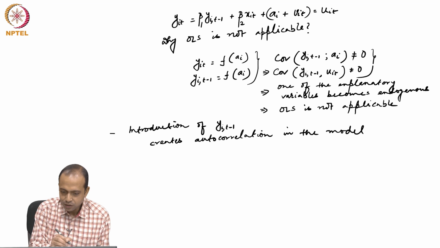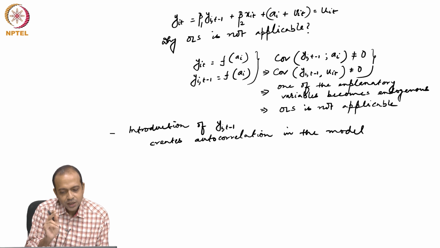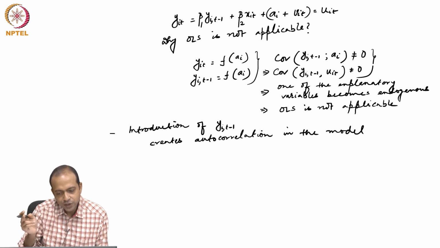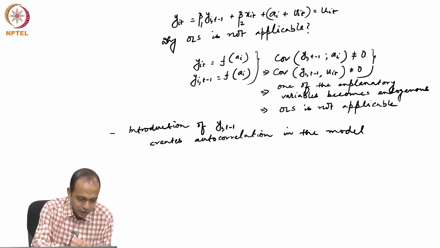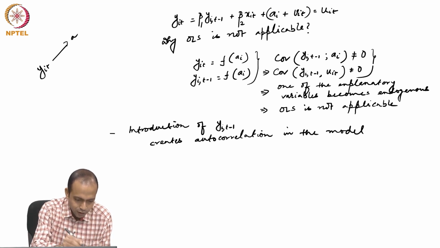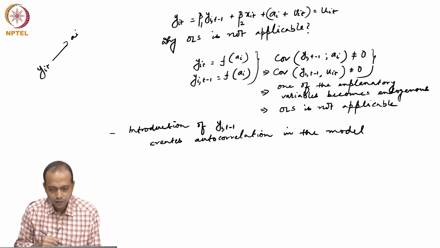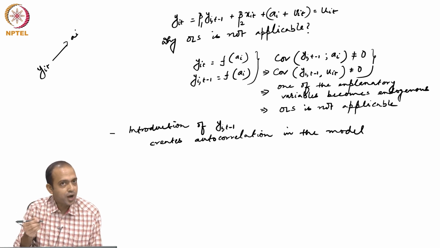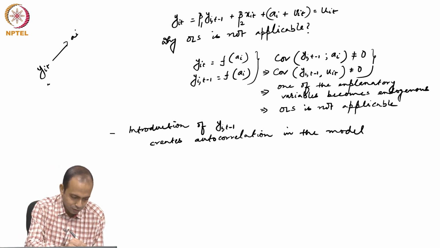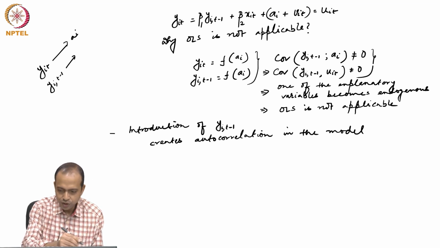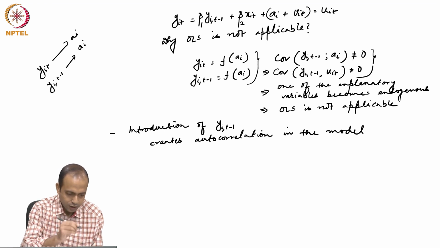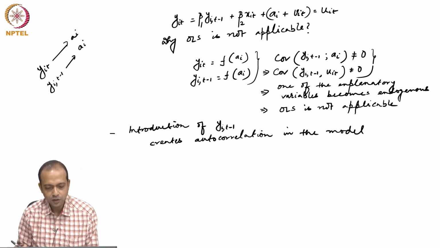Here what is happening, basically, what we are saying is that YIT is actually a function of AI. So, YIT is a function of AI. YIT is related with AI, and YIT minus 1 is also a function of AI, right?